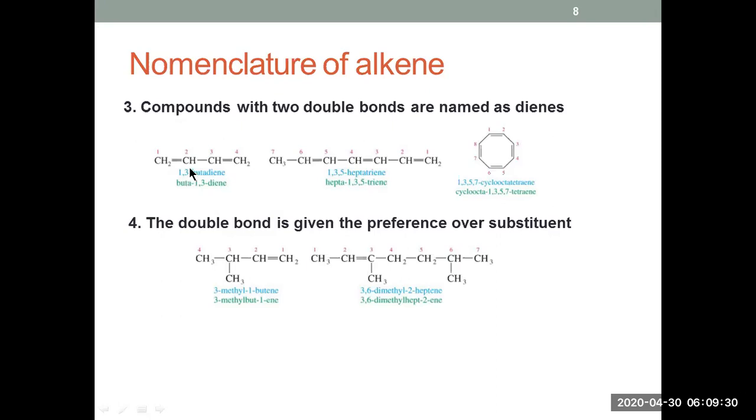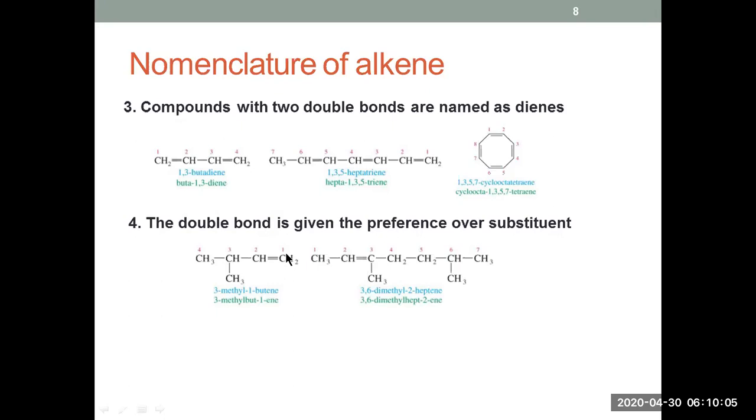So you have to mention the position of each double bond. Like here is 1,3-butadiene. This is 1,3,5-heptatriene. In the same way, this is 1,3,5,7-cyclooctatetraene.